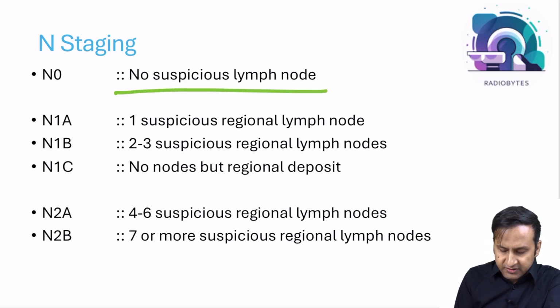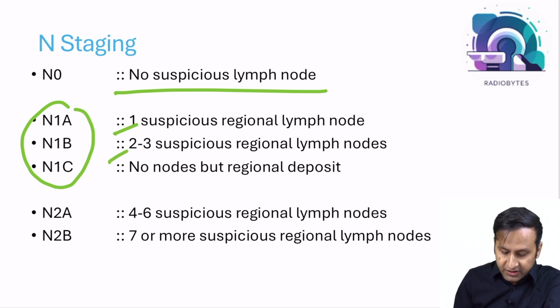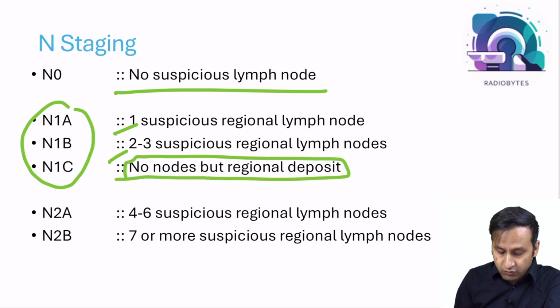N0 means no suspicious lymph nodes. N1 has further been divided into A, B and C depending on how many lymph nodes are suspicious. If there is only one suspicious regional lymph node, it's N1A. If there are 2 to 3, it's N1B. And if there is no suspicious lymph node, but you see a regional deposit in the mesorectum, if you see a mass lesion in the mesorectum, then it's N1C.